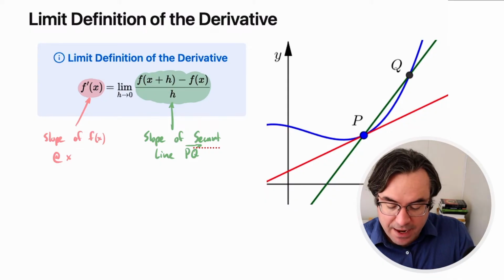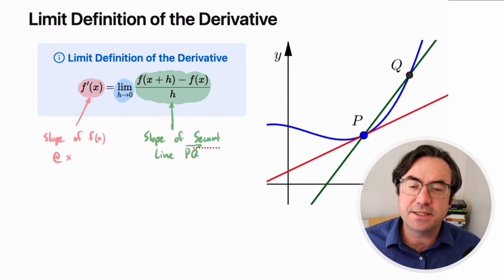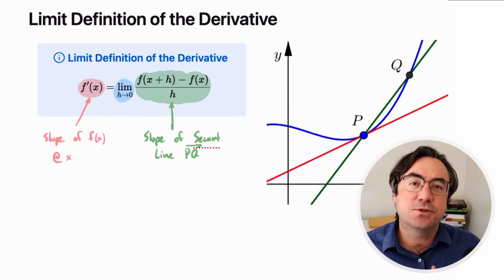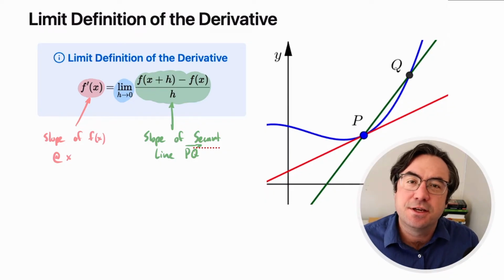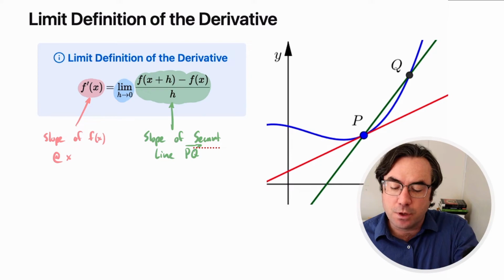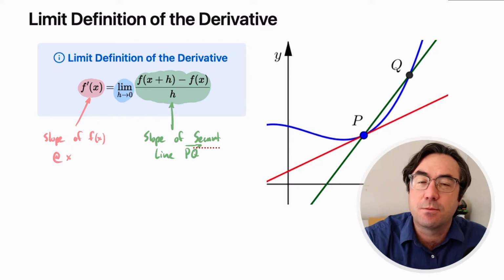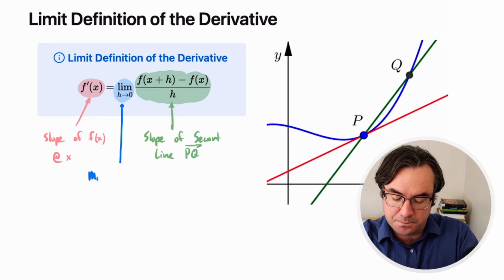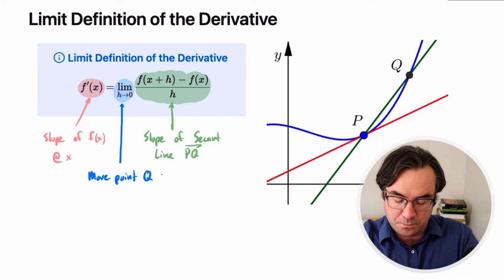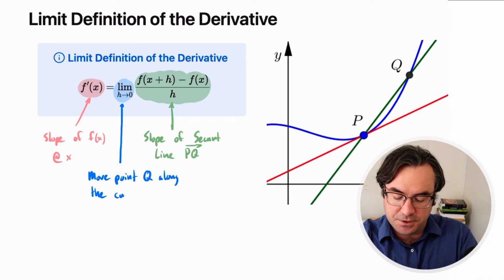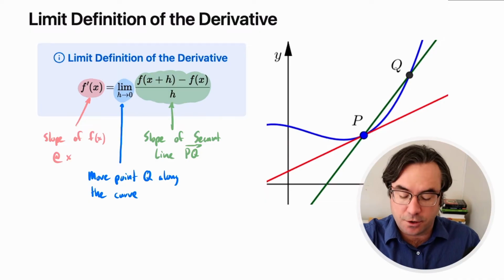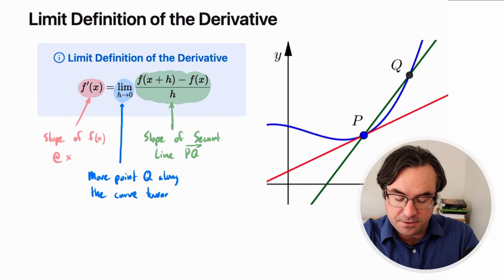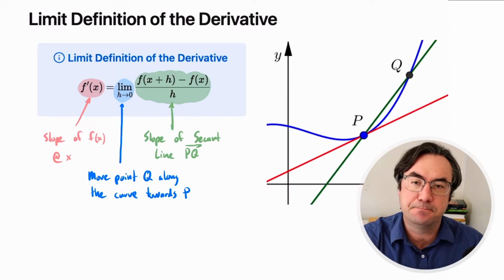And this limit that we have in front, limit as h goes to 0, that's what achieves the sliding of point Q along the curve. So this is what gives us our motion. So this is what moves point Q along the curve towards that fixed point P.